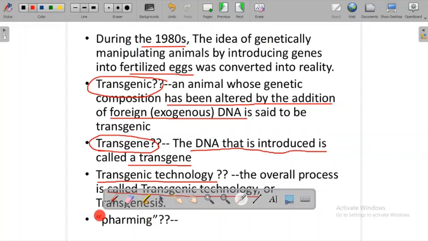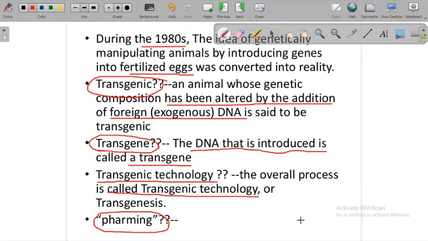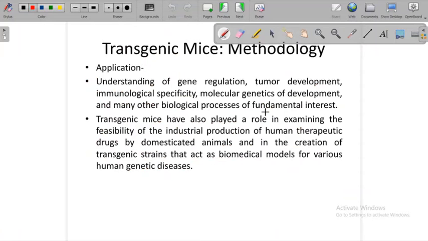So farming means increasing the amount of this transgenic animal in multiple numbers. We can farm this transgenic animal for the production of livestock, and that is what is called farming. So basically, if you see the methodology to produce a particular transgenic mouse, there are different methodologies.